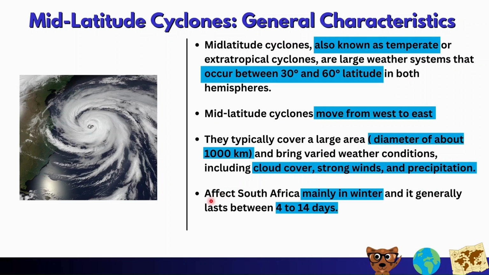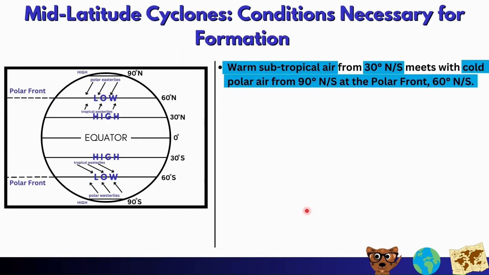So mid-latitude cyclones affect South Africa mainly in winter, and they generally last between 4 to 14 days. Now let's look at the conditions necessary for formation.